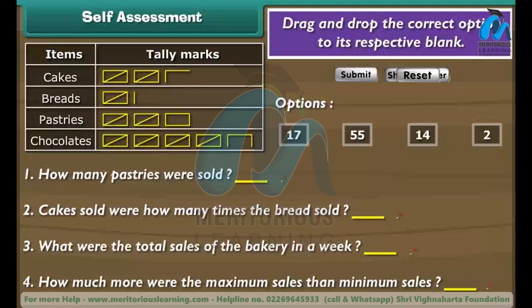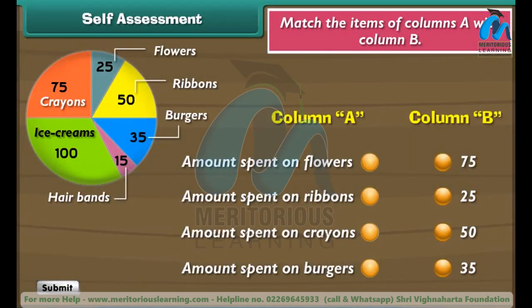Self-assessment. Hey kids, it's time to know what you have learned. Drag and drop the correct option to its respective blank. Match the items of column A with column B.